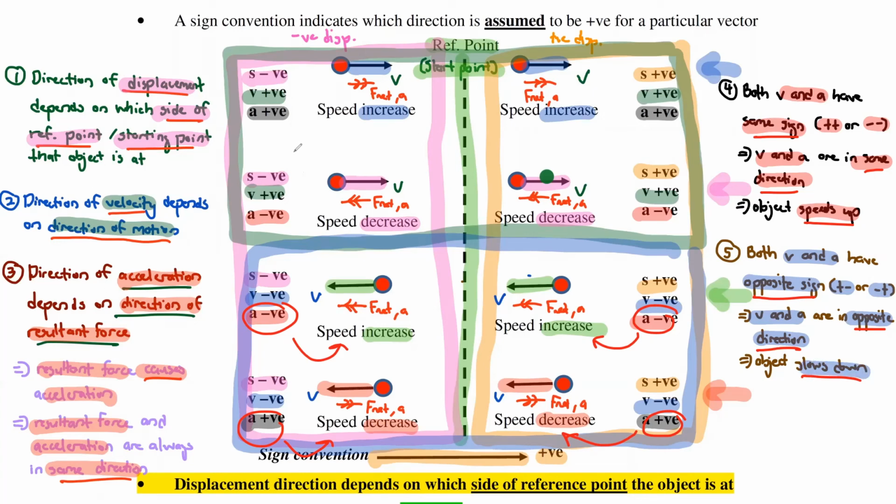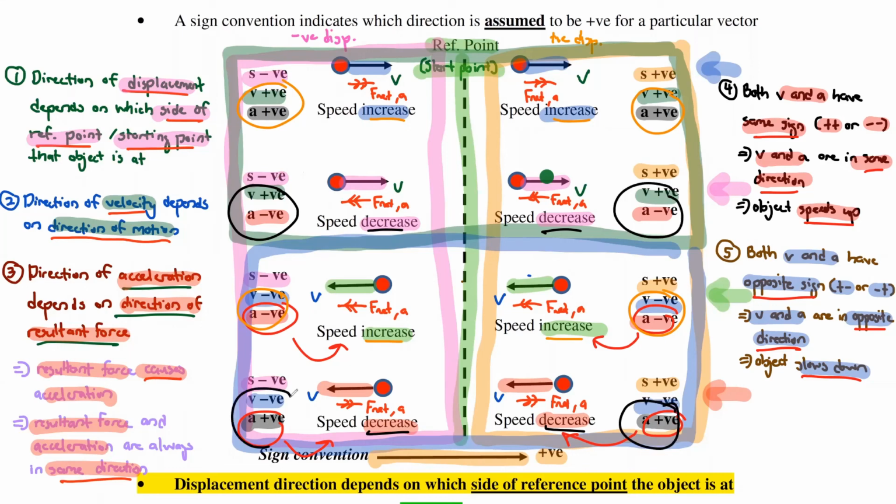To illustrate this point, look at the examples that we have. When the speed is increasing, the sign of the velocity and acceleration are all the same, either positive positive or negative negative. And then when the speed is decreasing, notice that the sign of the velocity and acceleration are all opposite. So this is how we would determine whether an object is actually speeding up or slowing down.